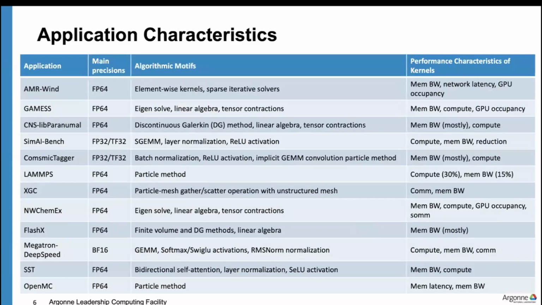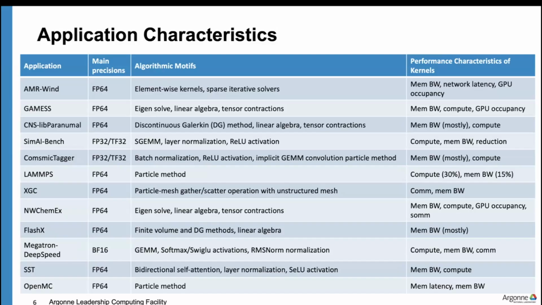Okay, yeah, another big table. We just want to categorize the algorithm motif of each application and its performance characteristics. Most applications use double precision, SimAI-Bench and Cosmic Tagger use single precision, and Megatron-DeepSpeed uses half precision.